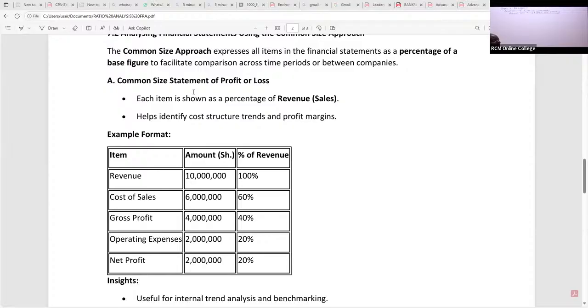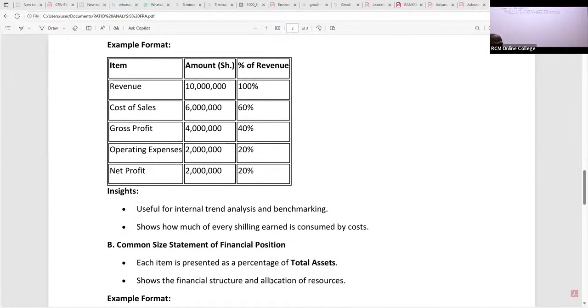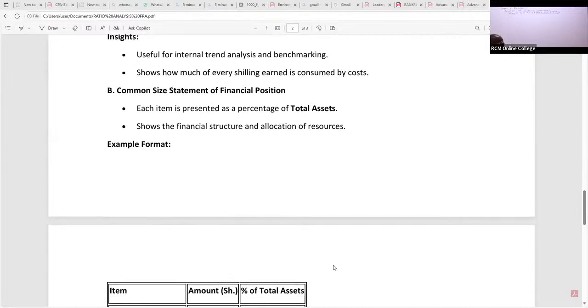So under common size statement of profit or loss, each item will be shown as a percentage of revenue. Each item, if it's operating expenses, 2 over 10 times 100 is 20%. If it's net profit, 2 over 10 again, like that. Yeah. So in this case here, how about the common size statement of financial position? Each item is presented as a percentage of total assets. Yeah, example format.